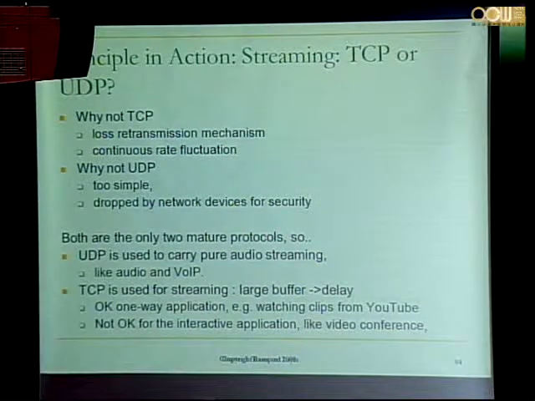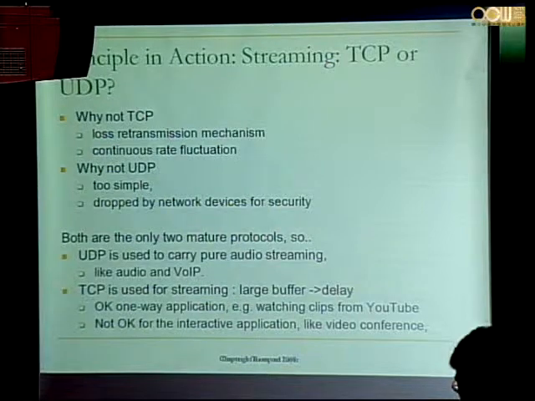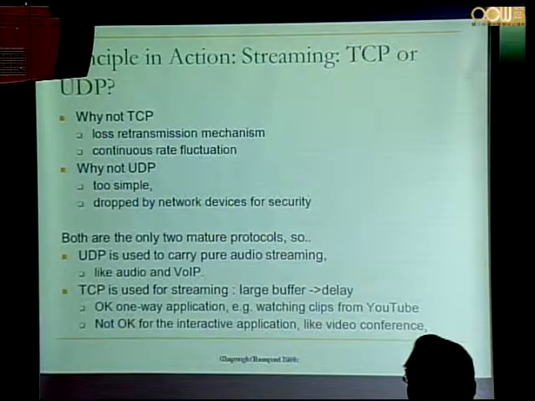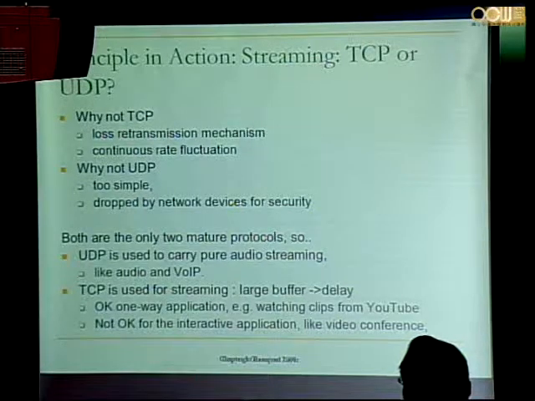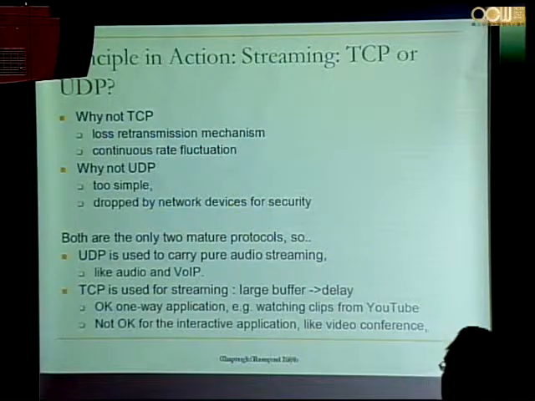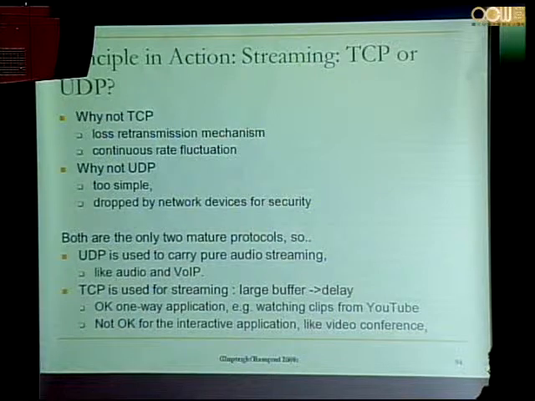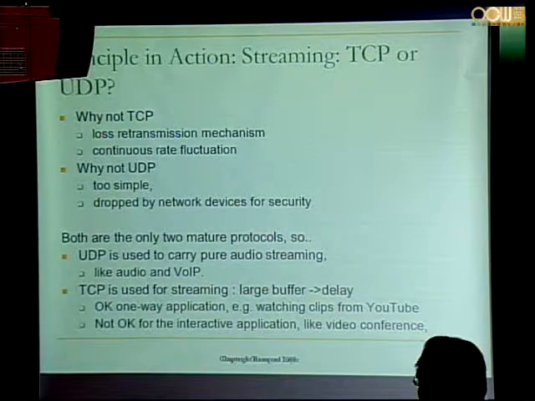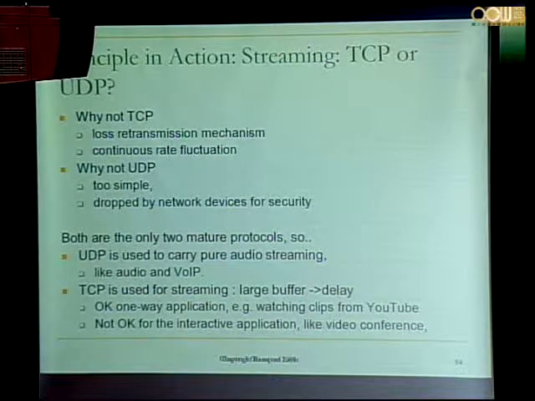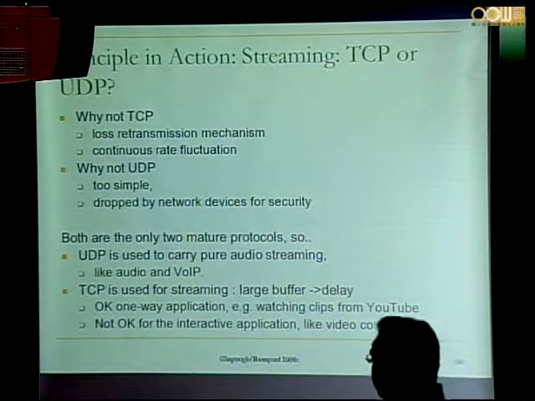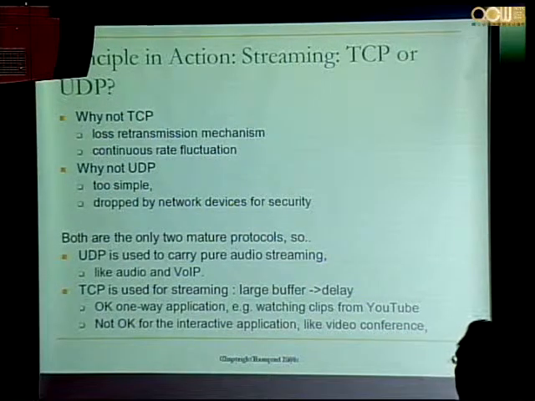And there's a sidebar here about streaming, whether to run over TCP or UDP. It argues why not just use TCP alone. The reason is that TCP has a retransmission mechanism, which might not be that needed in a streaming application. It also has rate fluctuation due to flow control. So streaming applications do not like TCP much. And why not just use UDP alone?